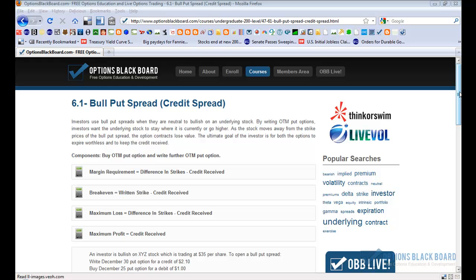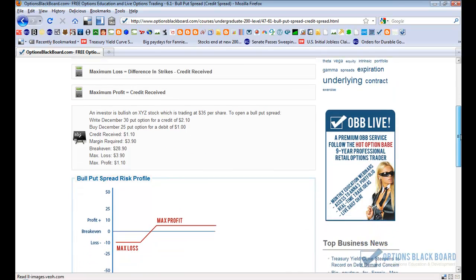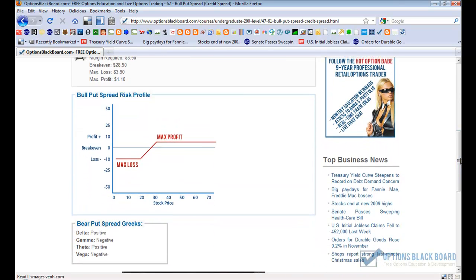Because you receive a net credit, your ultimate goal is for both of the options to expire worthless and to keep the net credit. In the lesson, we have an example as well as the risk profile and an overview of the Greeks. We can see that this is a theta positive play and a vega negative play.